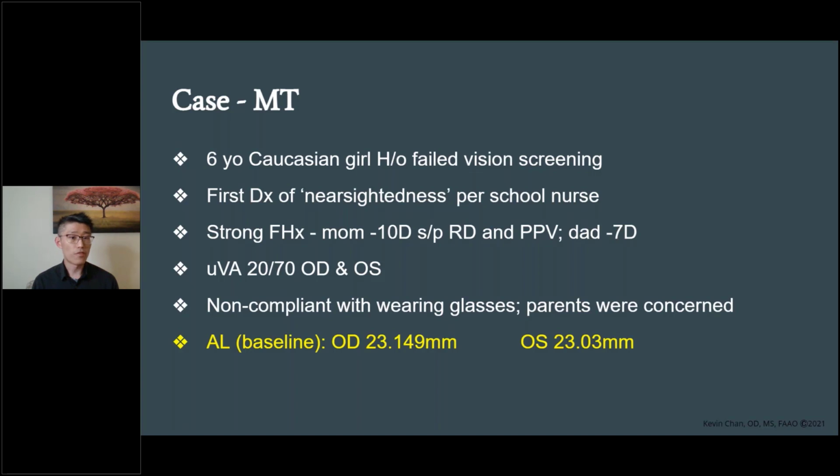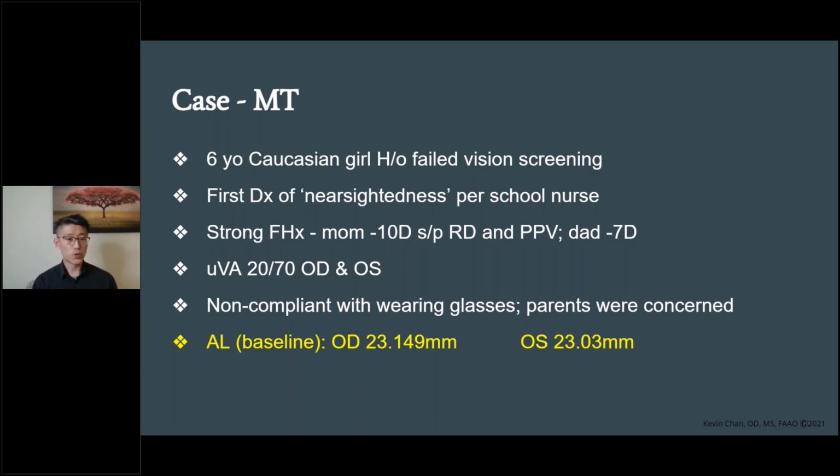In terms of family history, the patient has a really strong family history. Both mom and dad are highly myopic, especially mom with a history of retinal detachment. At that time, the patient wasn't wearing glasses. The entrance VA was only about 20/70 in each eye. Obviously, a 6-year-old doesn't know much about her vision, and she's not really compliant with wearing glasses. So the parents were pretty concerned. They don't know whether this condition is going to get worse without glasses or not.